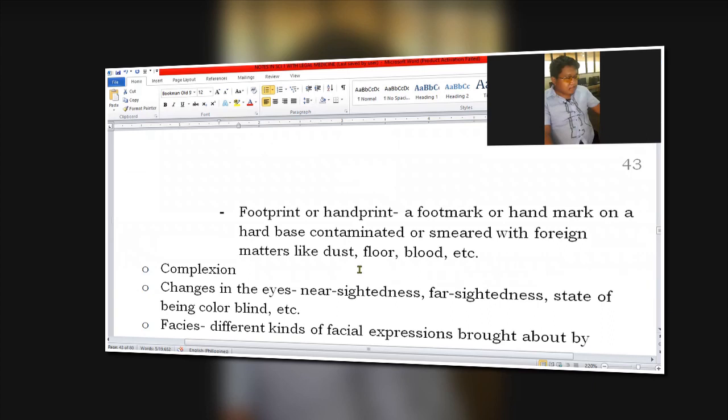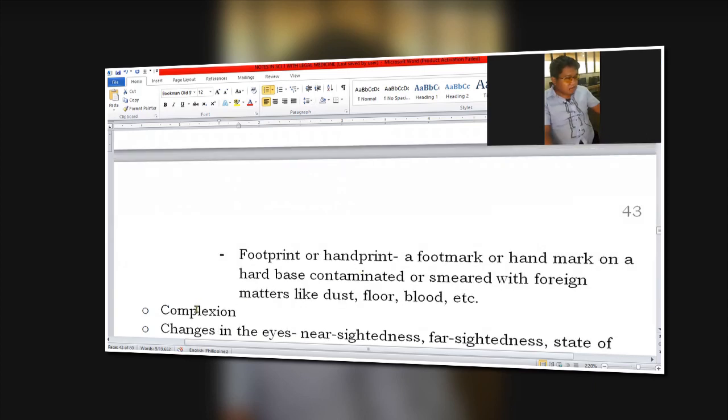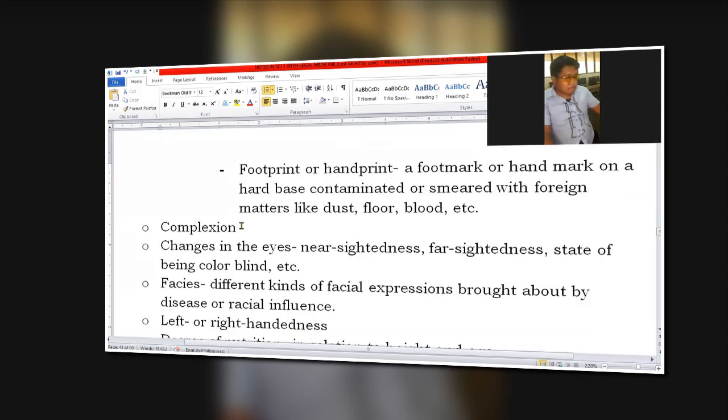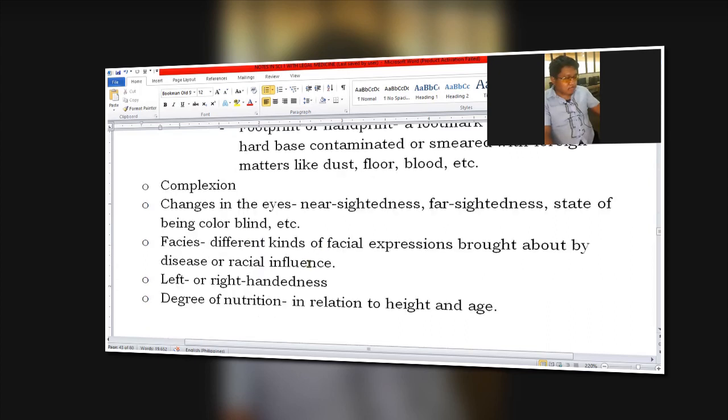Next is complexion. So we can identify a person through his complexion. Yan. The color of the skin. Okay? Yan. So alam mo kung negro yan or eta yan or Amerikano yan because of its complexion. Okay? So, then changes in the eyes, nearsightedness, farsightedness, state of being colorblind, etc. Yan. We can also use that.